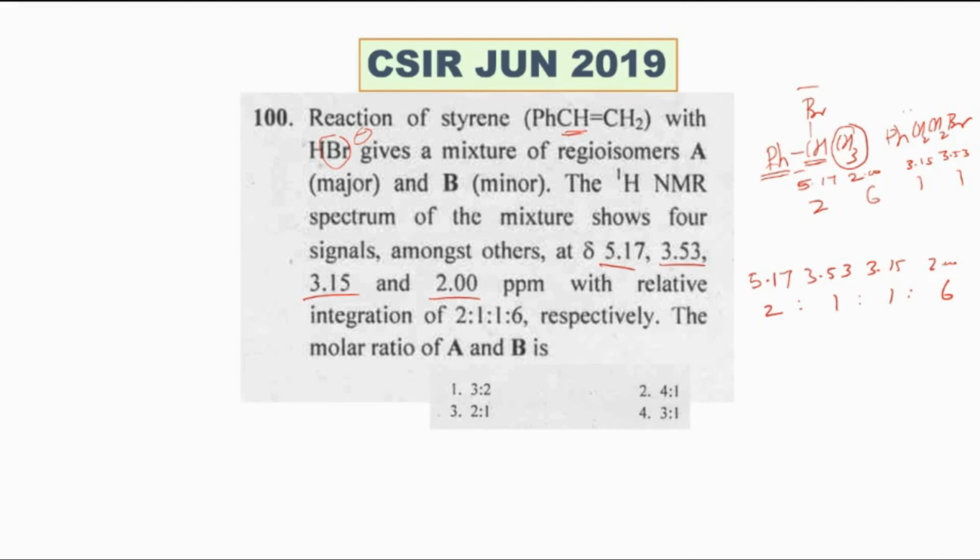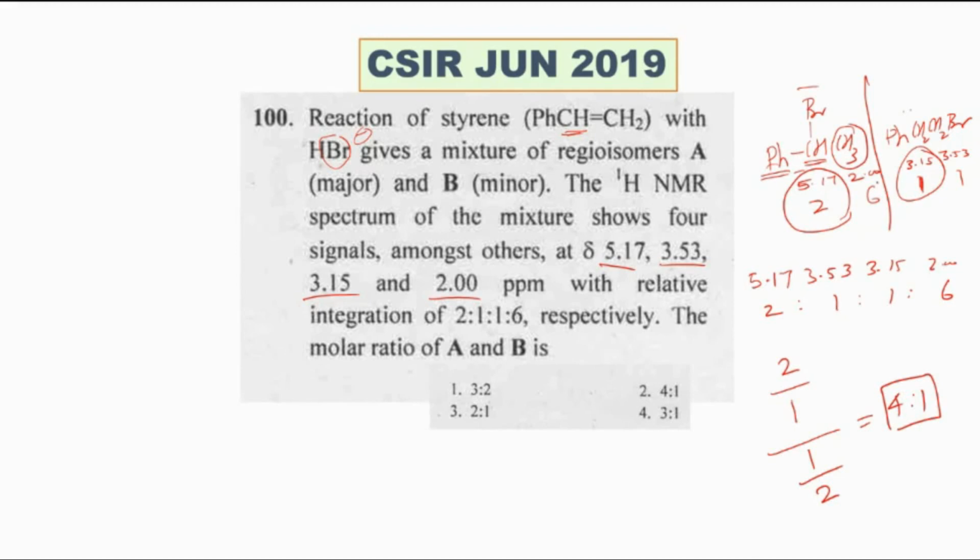I can simply pick one from each of these two molecules. I'm picking this and this. Here the peak height is 2. What is the number of protons? The number of protons is 1. Divided by the peak height of this one, which is 1, and the number of protons corresponding to 3.15 is 2. So what is the answer? It is 4:1. Done. You can try anything else too.